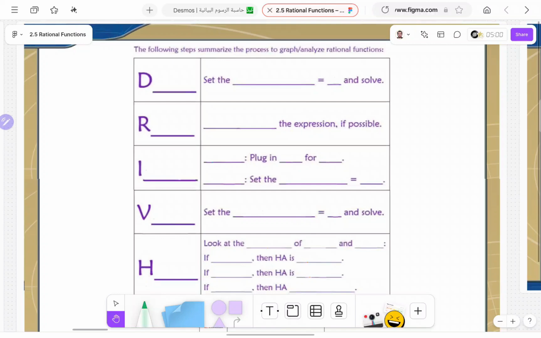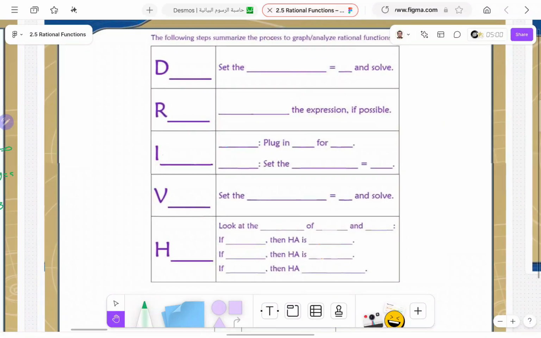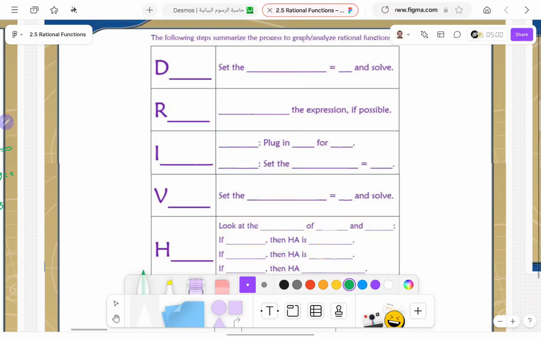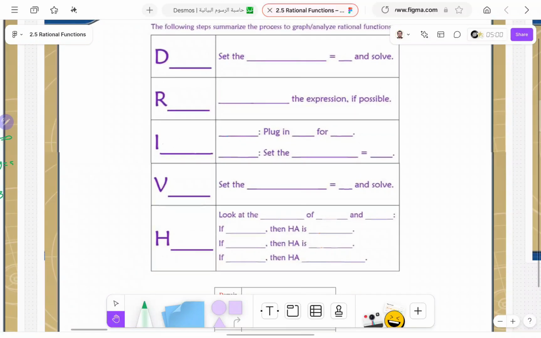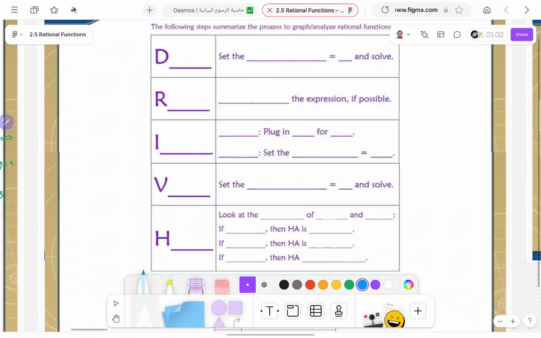Now let's summarize this lesson. Thank you to the teacher that I took this one from. There are the following steps summarized to graph and analyze a rational function. If you memorize these 4 or 5 steps, the analyzing is completed. The first thing you need to do when the function is given is to find D, which stands for domain. First, try to find the domain. And how do we find the domain?